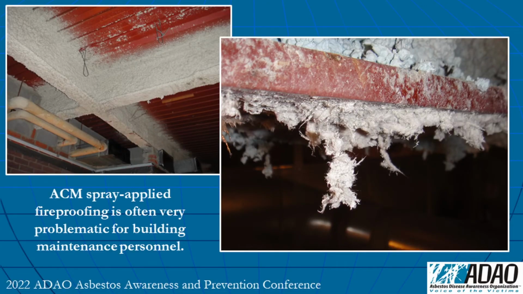Above ceilings, again, fireproofing, very fibrous, friable material. The same types of trades can be impacted by this material. They're installing wire clamps to the material, and it was just all over the building.